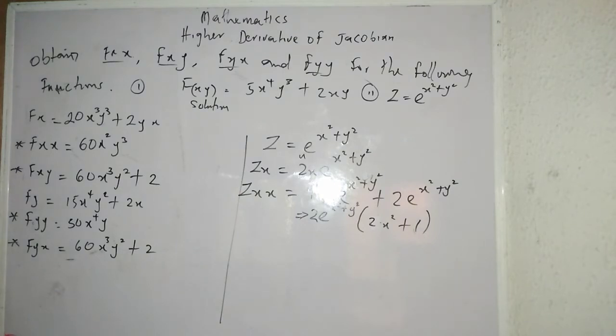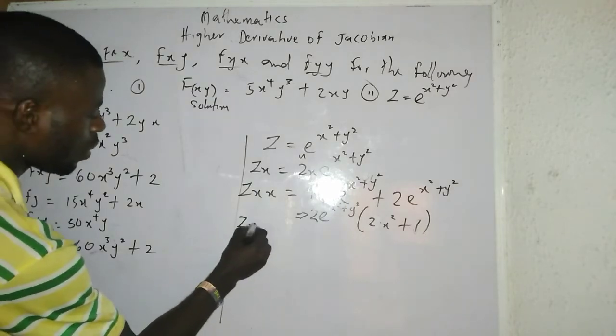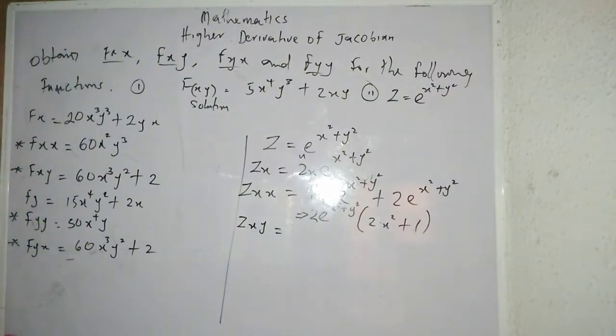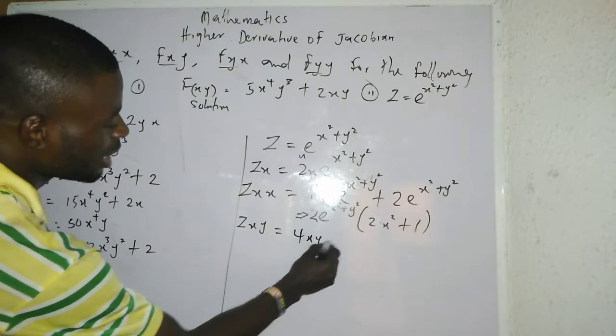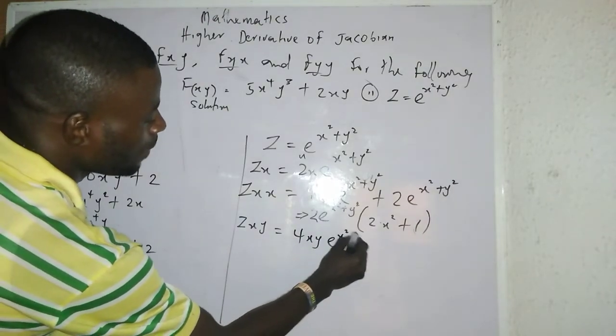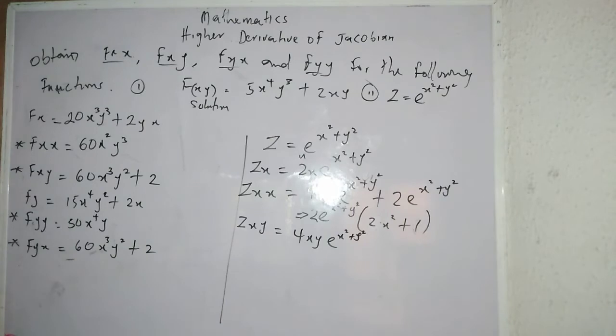Now, if I move on to my z of xy, it means I want to consider my y at this second step. It means I'll be having, if I drop down, 4xy e raised to power x squared plus y squared. That is for that z of xy.